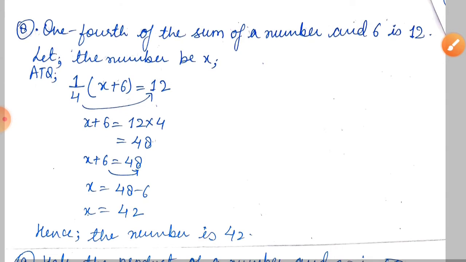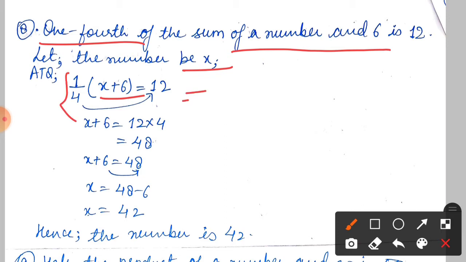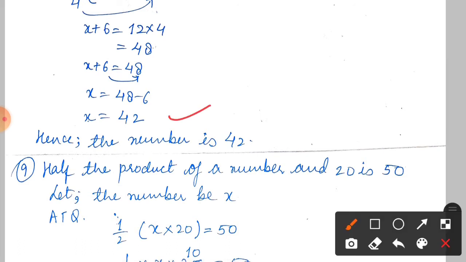Now come to the 8th question. The question statement is 1/4 of the sum of a number and 6 is 12. "Of" is given, which means the bracket is applied. If we assume the number as x, then the sum of the number and 6 means x plus 6, and it is divided by 4, that is equal to 12. If you don't put the bracket here, your equation will be wrong. Now we will simplify it, and after simplification the value of x is 42.